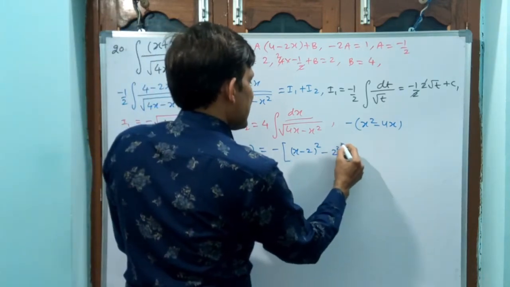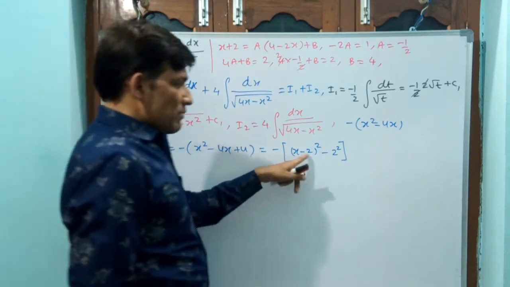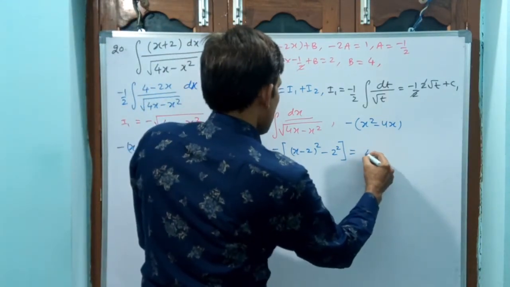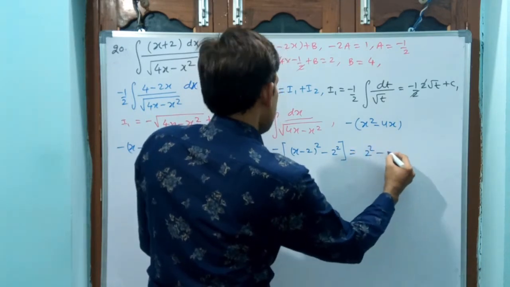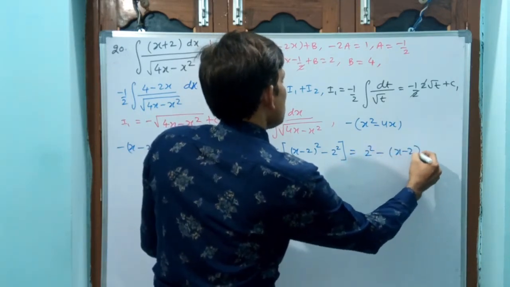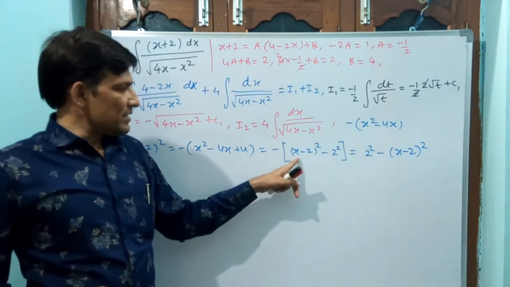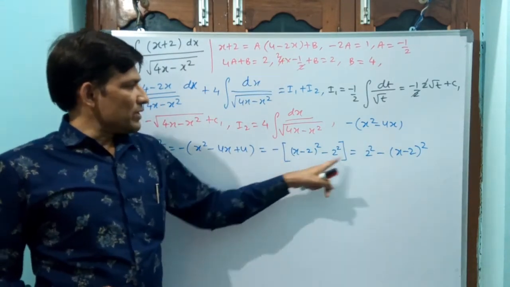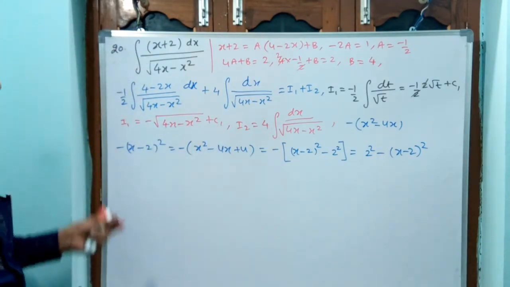Minus 4 means shall I take minus 2 square like? Okay. But you see, if you set minus inside, what will happen? This is 4, 2 square minus x minus 2 whole square. Is it okay now? Why? Because I have set minus inside. Minus x minus 2 whole square plus 4, that is 2 square. Okay, now you rewrite that statement for integral I2.